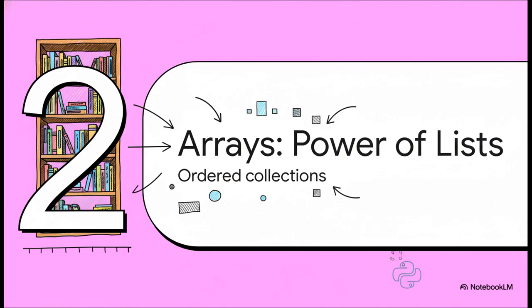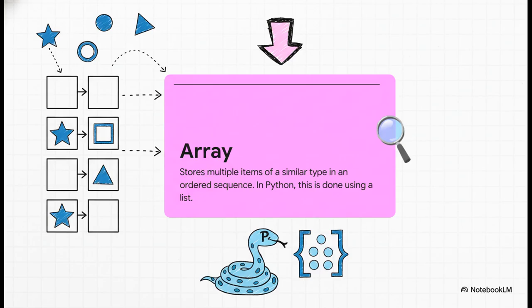The best way to think of an array is like a bookshelf. It's perfect for lining up a bunch of similar things, like all your textbooks, in a nice, neat, numbered order. And in Python, we have something that works exactly like this. So what is an array officially? Well, it's a data structure that stores multiple items of a similar type in an ordered sequence. The two words you absolutely have to remember for your exam are multiple and ordered. And in the world of Python, we do this using something you've probably already seen, a list.